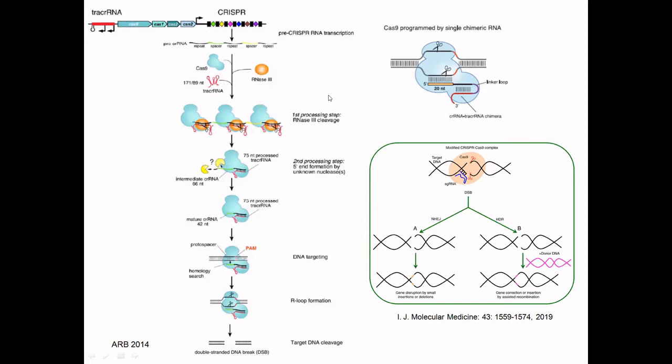It is an adaptive system for the bacteria to protect itself from the infection of viruses and plasmids. It is not right to say it is immune, but it is an adaptive system. So this is CRISPR. This is the trans-activating CRISPR RNA. This is the nuclease Cas9, and these are the other Cas proteins present in the bacteria.